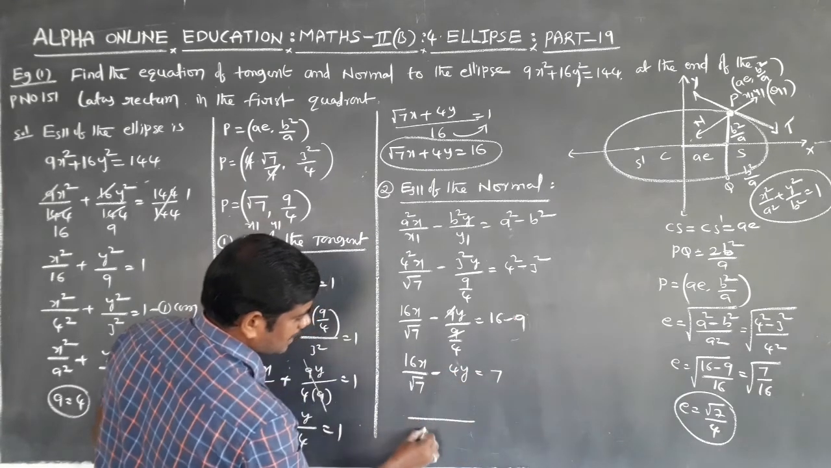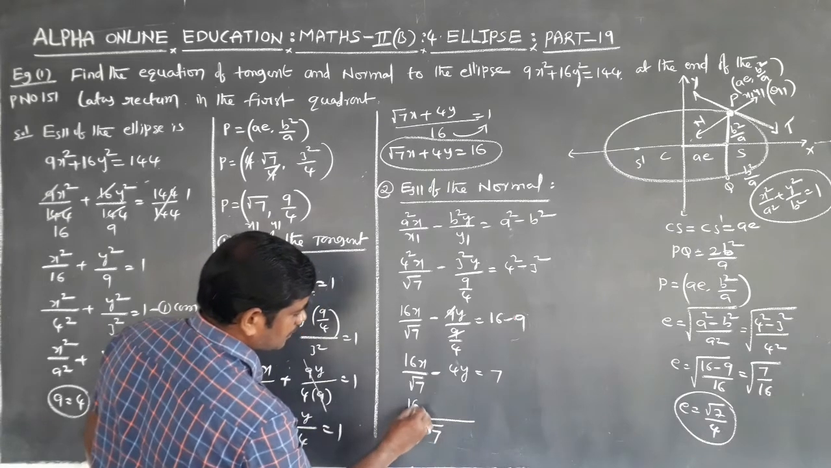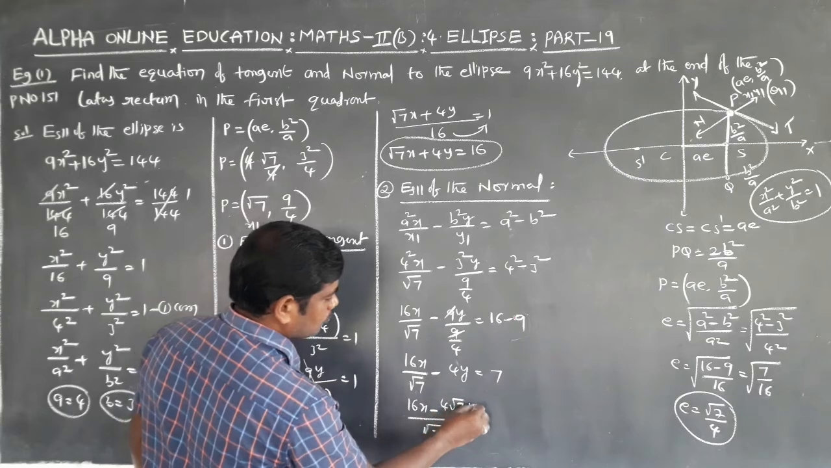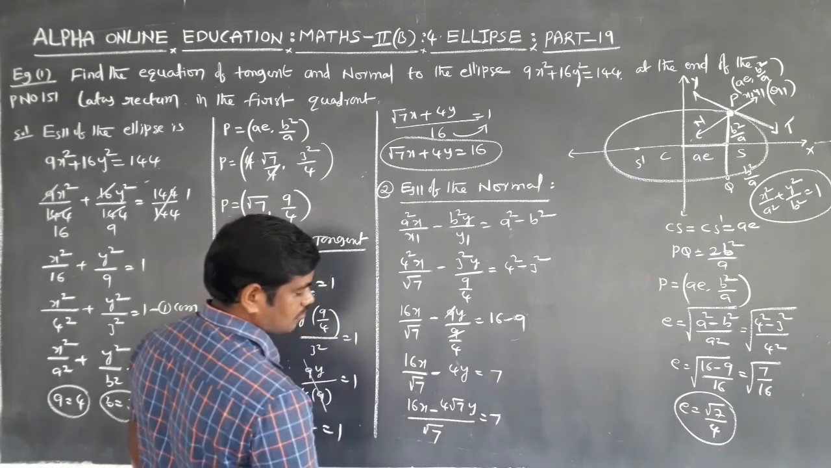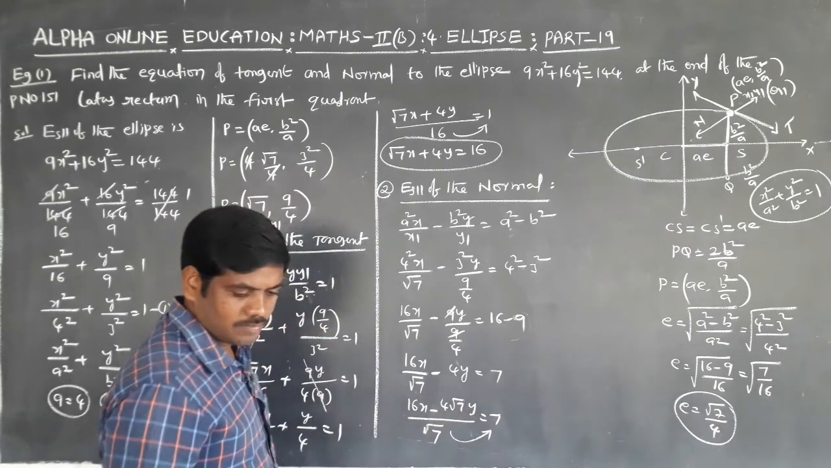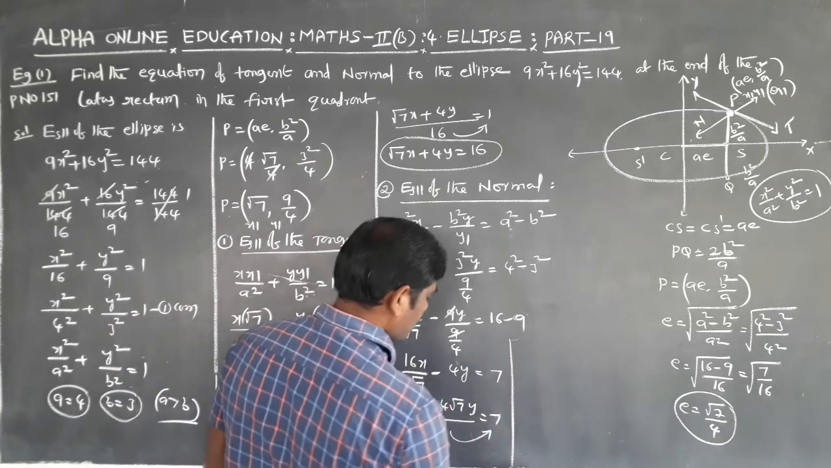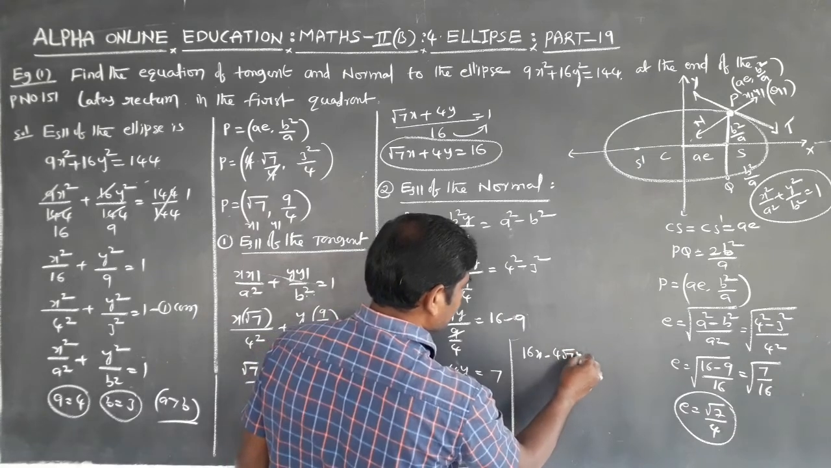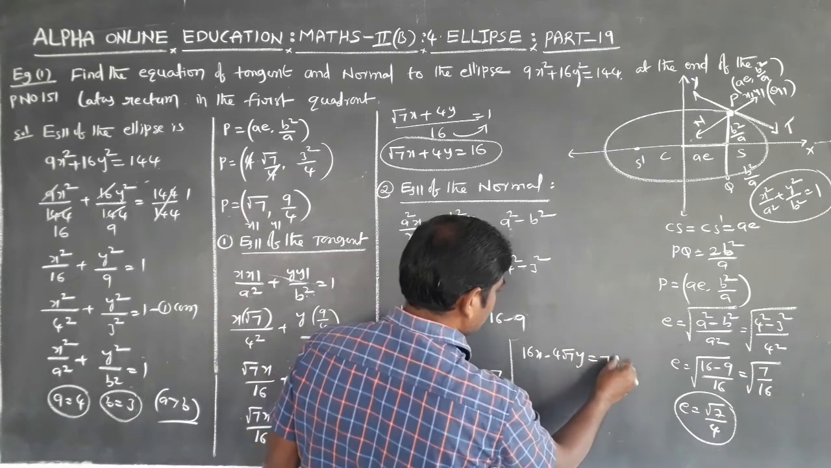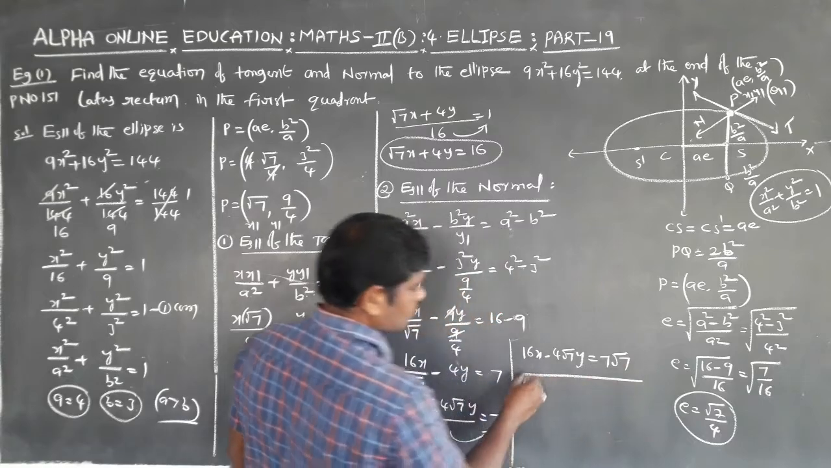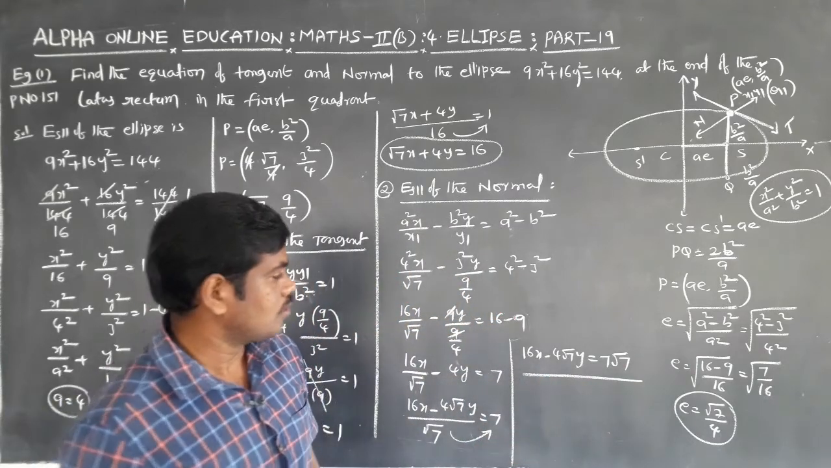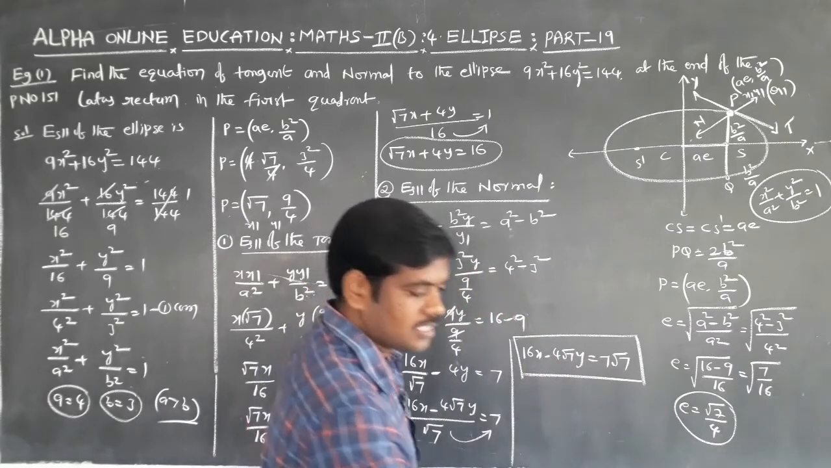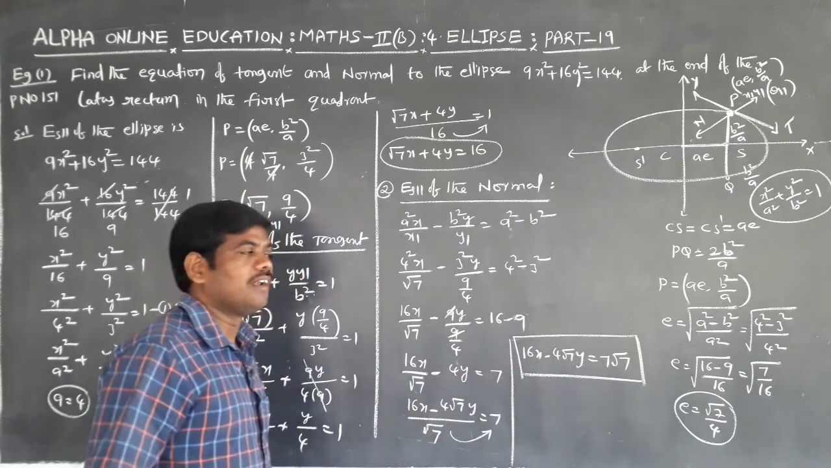Here we are taking LCM root 7: 16x minus root 7 into 4, 4 root 7y is equal to 7. Taking root 7 to the right side, the equation of the normal is 16x minus 4 root 7y is equal to 7 root 7. This is the equation of the normal.